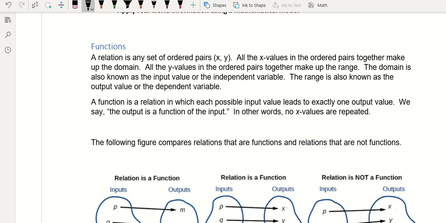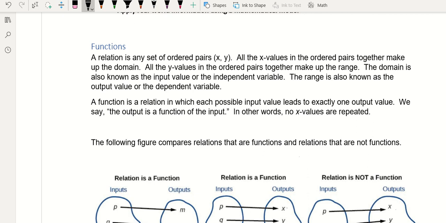As I discussed in class, a function is an input-output machine. You put something in and you get something out. If we think about a vending machine, you take your money and put it in the vending machine and then you get out the snack that you selected. The input is your money and the output is the snack that you select.